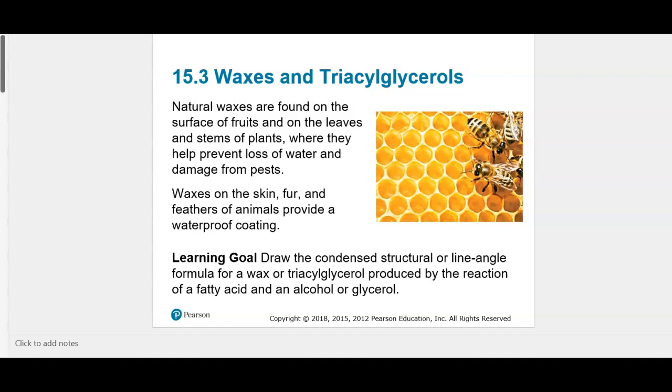Waxes are natural materials. They're very common in fruits, leaves, and stems of plants. They prevent water loss and damage from pests. Waxes on the skin of certain animals also provide a waterproof coating. It's interesting that we use waxes in pretty much the same way as waterproof coatings for cars and maybe tables and various things. And they do pretty much the same function. And actually the materials that we use are in some cases the same thing, as you'll see momentarily.